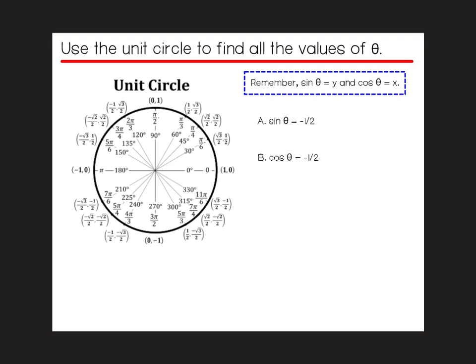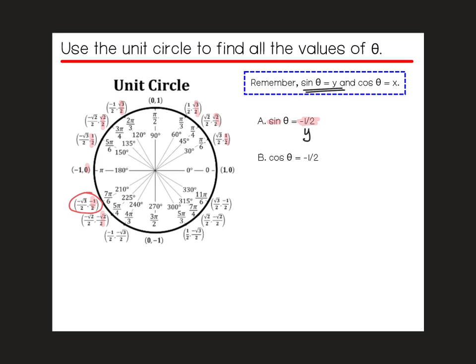Then the last thing I'm going to show you is it might also say use the unit circle to find all values of theta. Goodness, I can't talk today. This time we're kind of going in reverse. It says sine of theta equals -1/2, and we want to know what theta is. We know that sine is y. So it's saying where is the y value in the ordered pair -1/2. I'm basically just looking here and saying which one of these is -1/2. And right here I just found one.